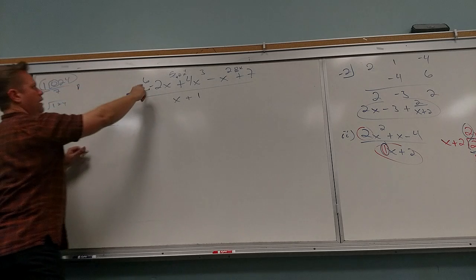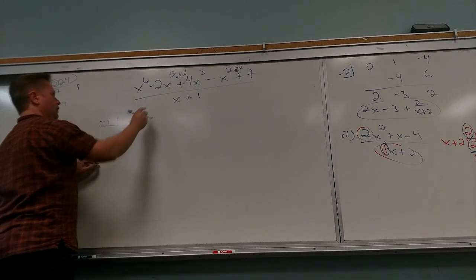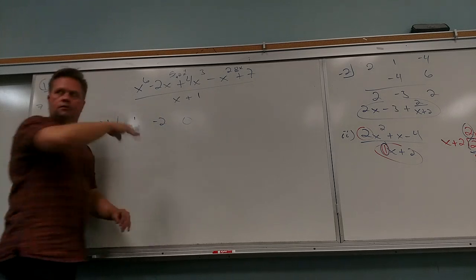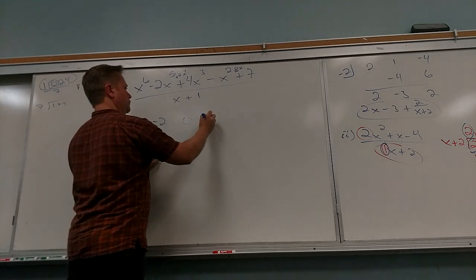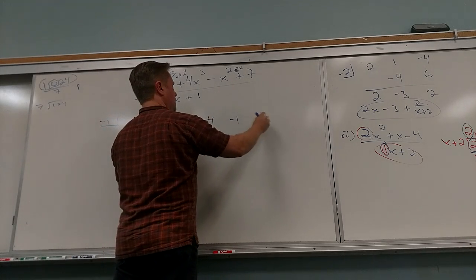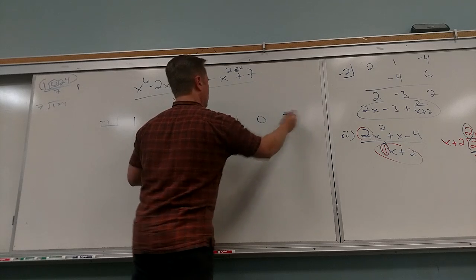So how many x to the 6th do I have? 1. How many x to the 5th? None. How many x to the 4th? None. How many x cubes? 4. How many x squares? -1. How many x's? None. How many ones? 7.